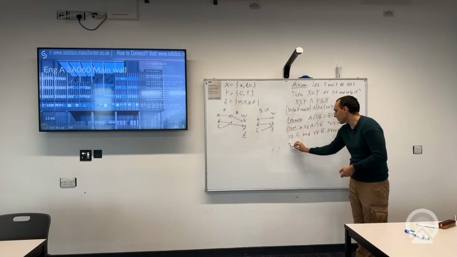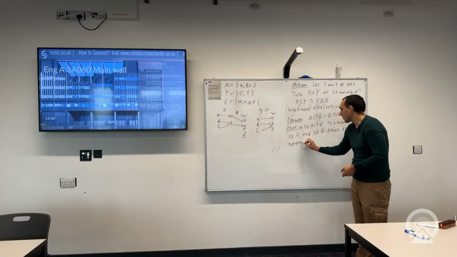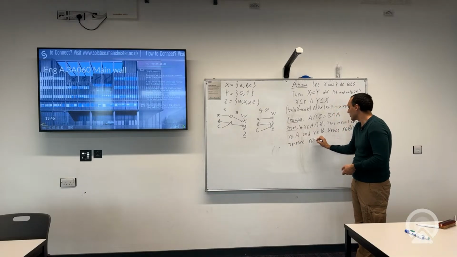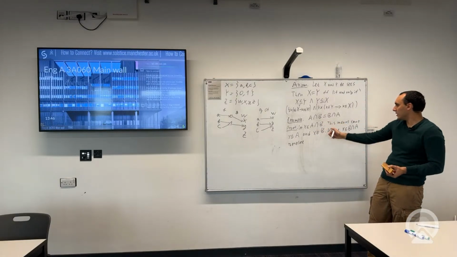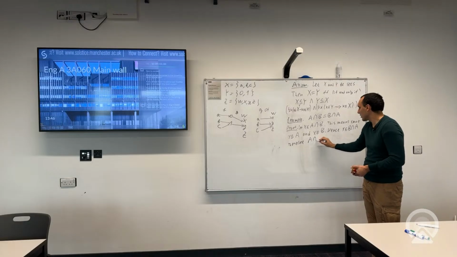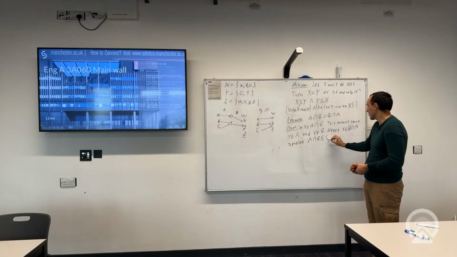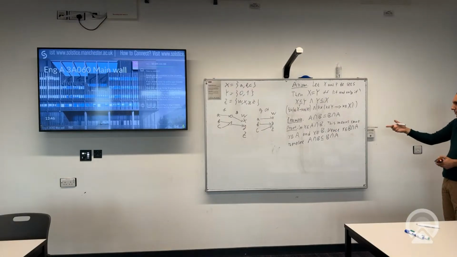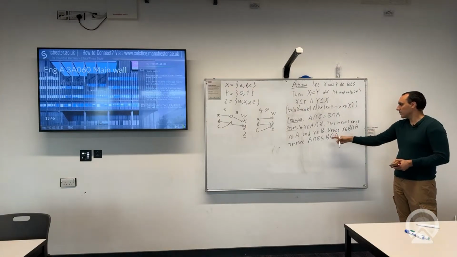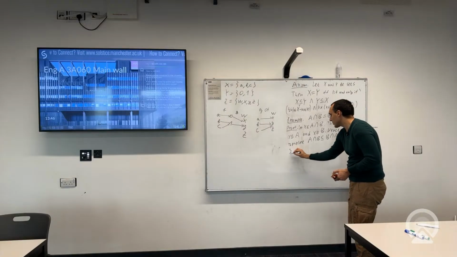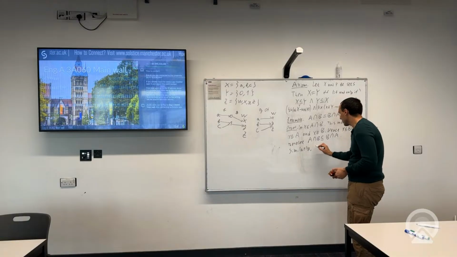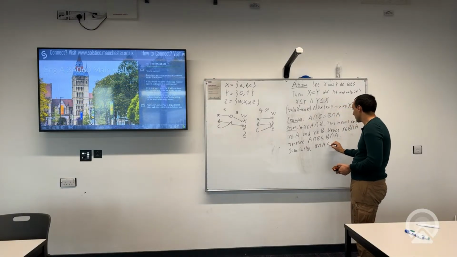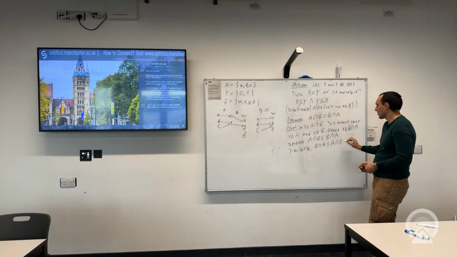So therefore, X was arbitrary, so this means that the intersection of A and B is a subset of B intersection A. Similarly, the opposite direction. Okay.